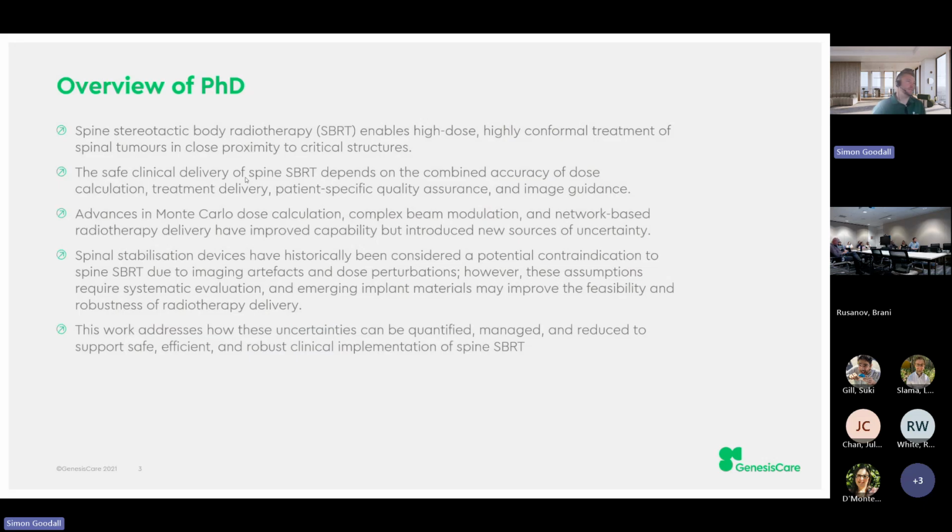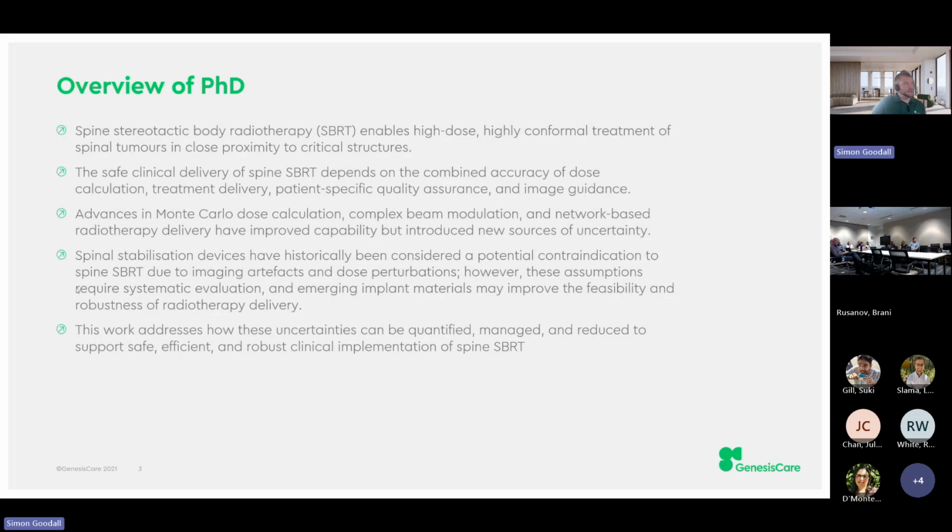We're using a Monte Carlo calculation algorithm within the Monaco TPS. So we looked at some of the complexities related to using Monaco and Monte Carlo algorithms. We also wanted to explore spinal stabilisation devices, which were previously for us considered a contraindication to spine SBRT. So we wanted to investigate whether we could reduce that and treat these patients, and look at some of the new materials that were coming through for implants.